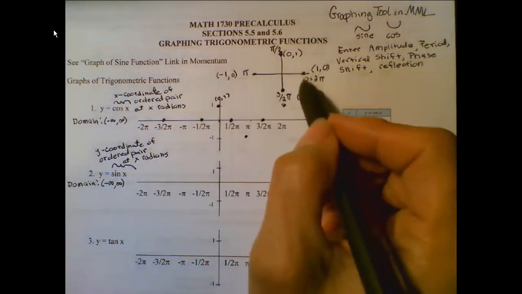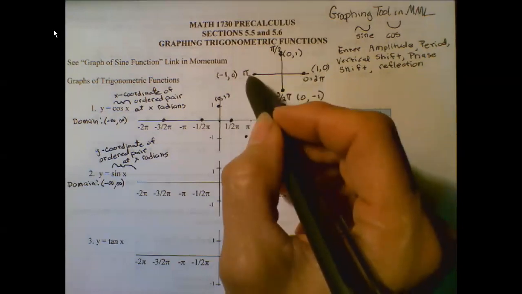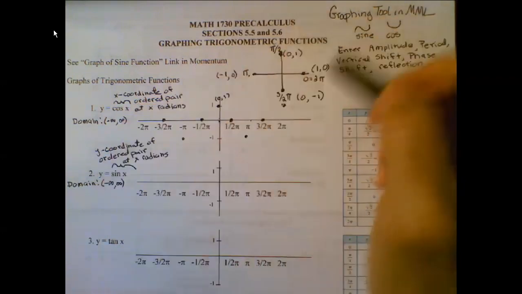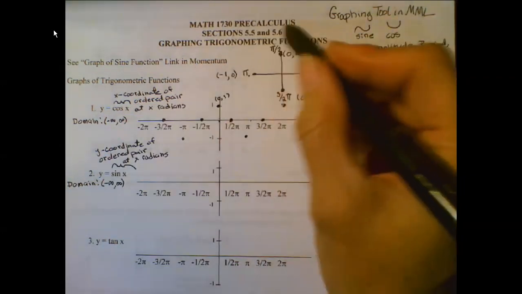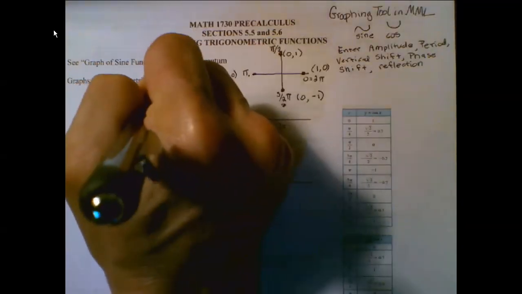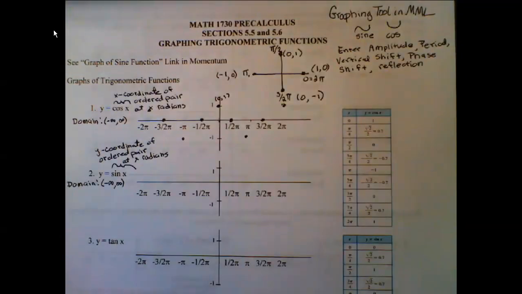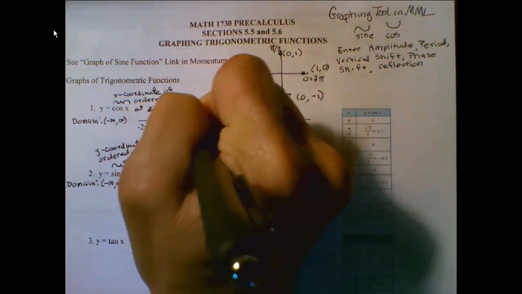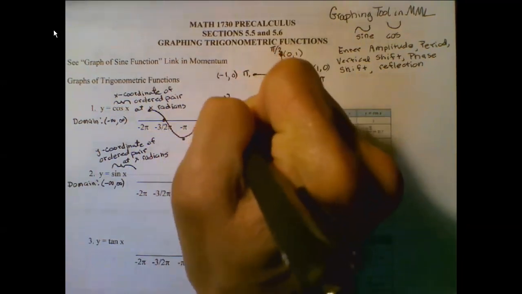And then at negative pi, cosine, or the x-coordinate, is -1. And all the way around to negative 2 pi, the x-coordinate's back to +1. So if we connect those dots, we have a pretty good picture of the graph of cosine.